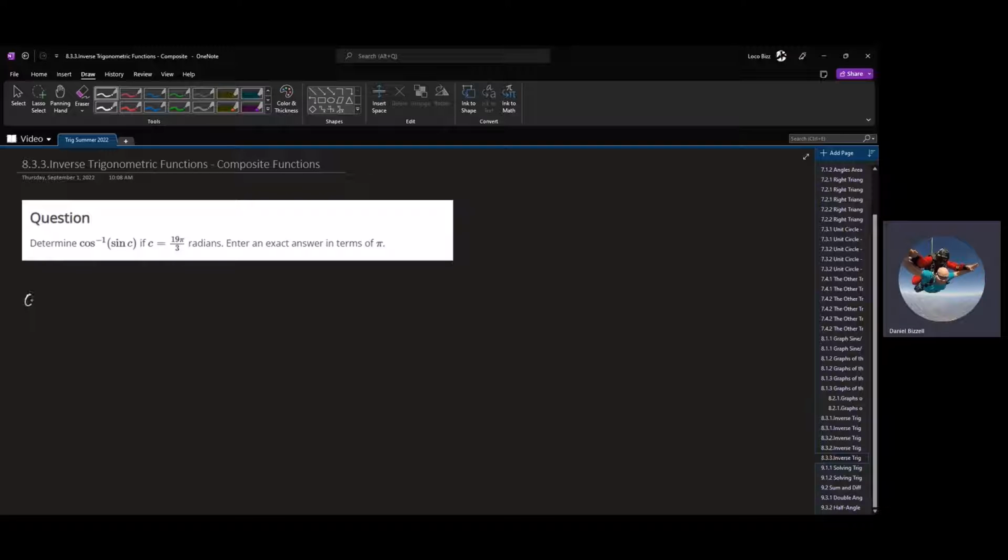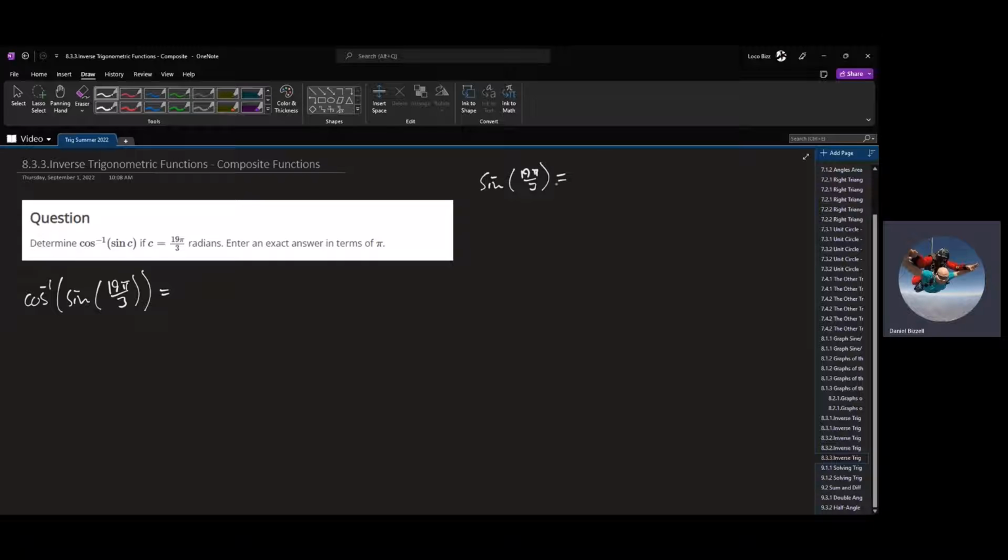Okay, so we've got the inverse cosine of sine of c, which is 19 pi over 3, and we want to know what this whole expression is equal to. So let's start with sine of 19 pi over 3, and we need to figure out what that is equal to, because with these types of questions, you always want to work from the inside out with composite functions. So we want to know what this is equal to first.